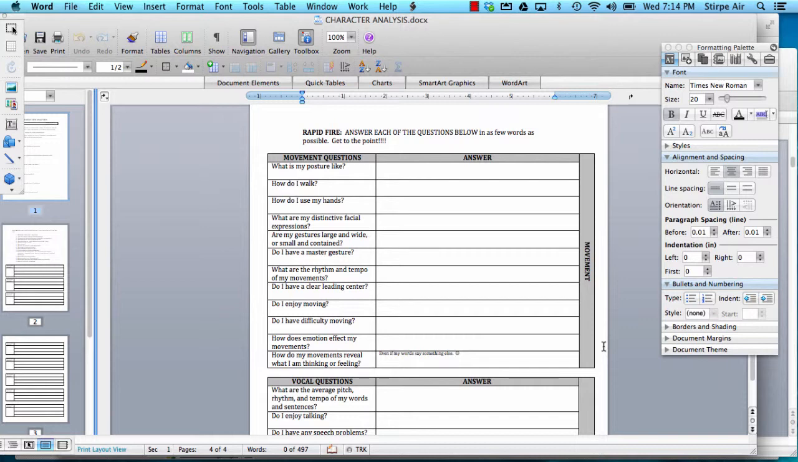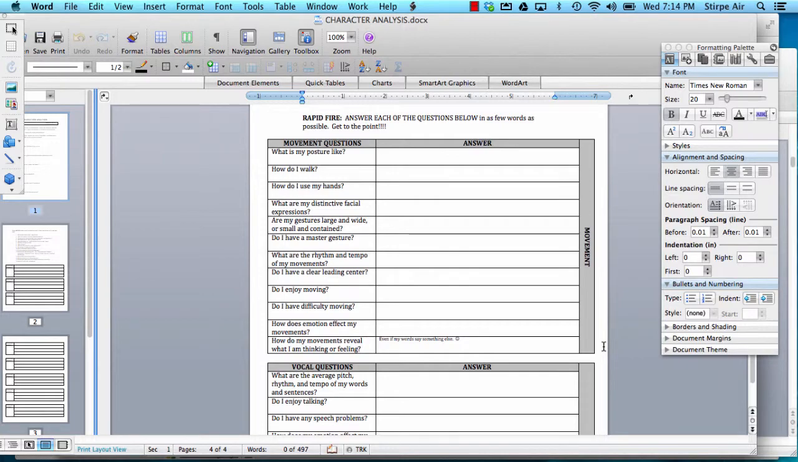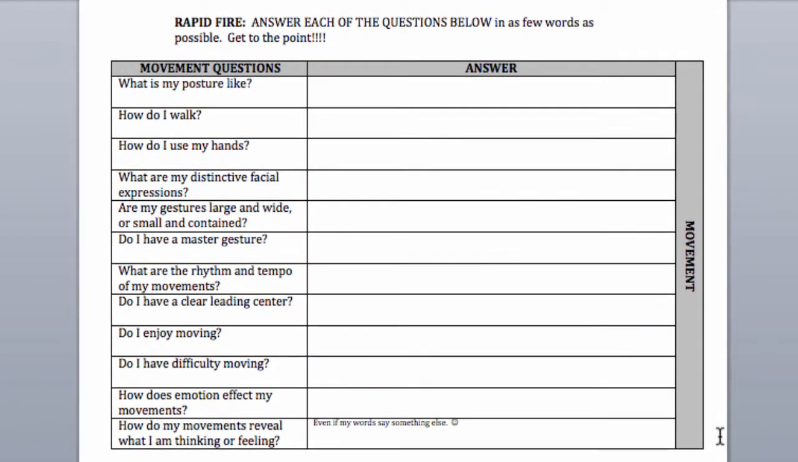Now, the last page is rapid fire. You're going to answer each of the questions that I provided in as few words as possible. Now, this is broken into 2 sections, movement and voice. Let's start with the movement questions. Here are some questions you can ask yourself, and you want to answer in as few words as possible. Get to the point.